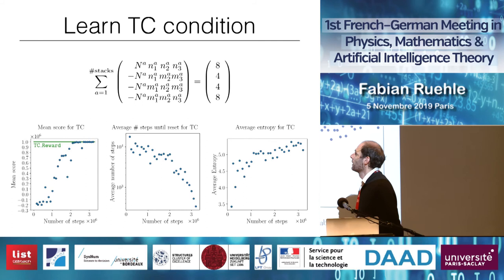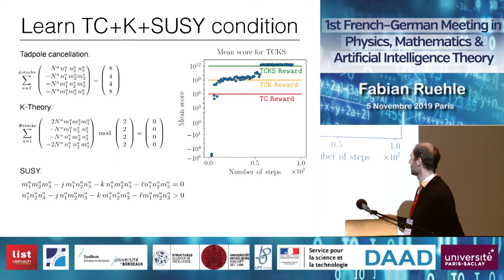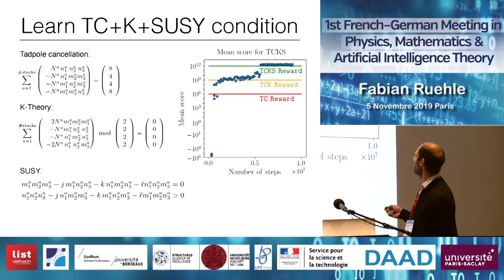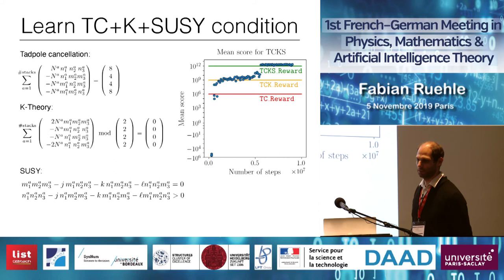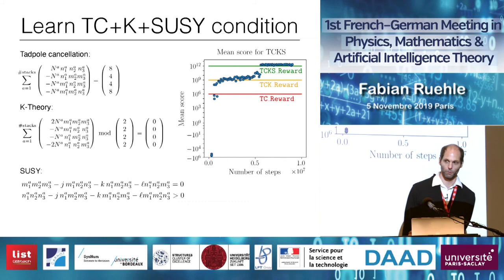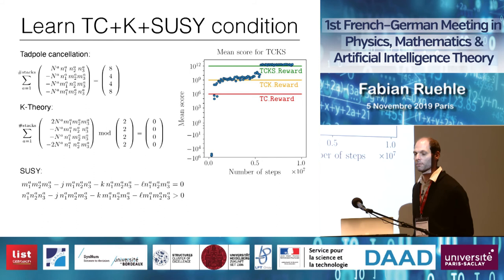Good. So this was one of the consistency conditions. Now we have all three of them, and we see a similar picture. Again, at 2 times 10 to the 6, it learns to solve this equation. Shortly after that, it learns to solve this equation on top of that. And then after, I don't know, 5 times 10 to the 6, it learns to solve all three equations simultaneously. It does so much more efficiently than a random walker. We checked this against something which randomly chooses n's and m's, and this performs less well by 1 or 2 orders of magnitude.